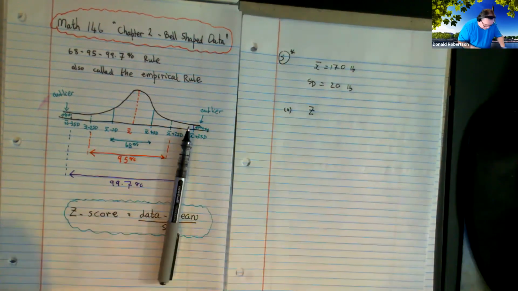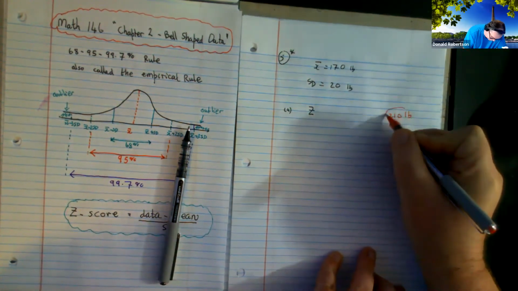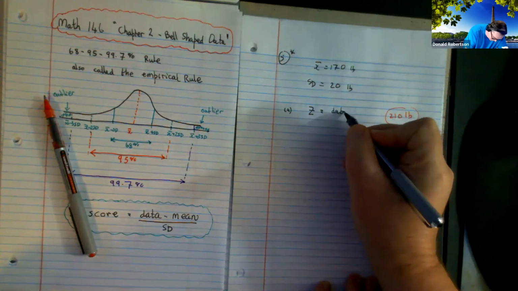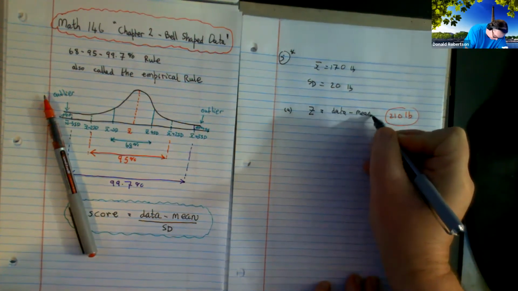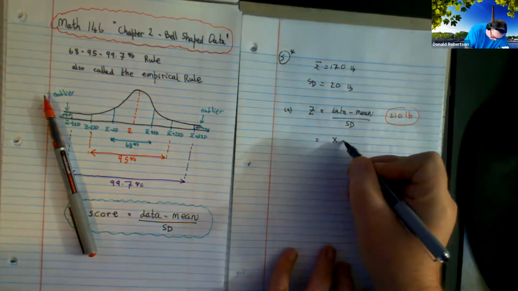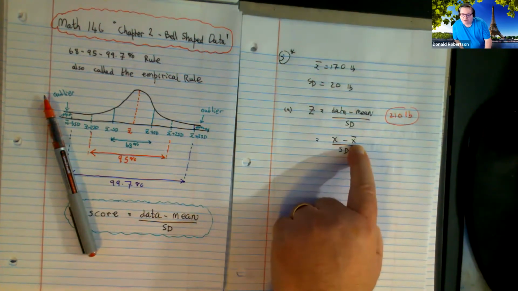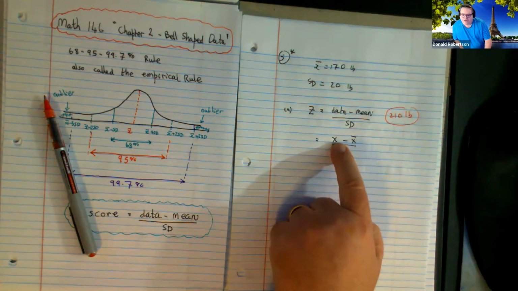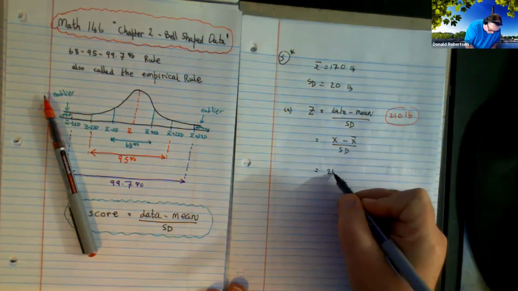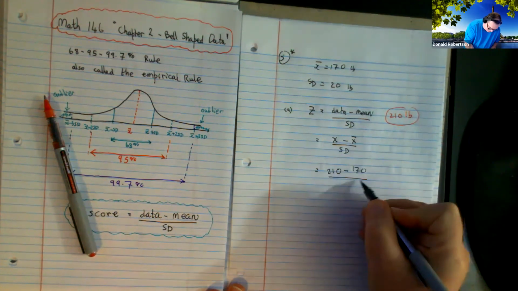Suppose I told you that someone weighed 210 pounds. If you wanted to find out what that Z-score was, it's the data, take away the mean, divided by the standard deviation. So it would look something like this if you wanted to abbreviate it a little bit. We use the symbol X bar to represent the mean, and we use just an X on its own to represent the data. So in this case, it's 210 pounds. Take away the mean, which is 170, and divide everything by 20.